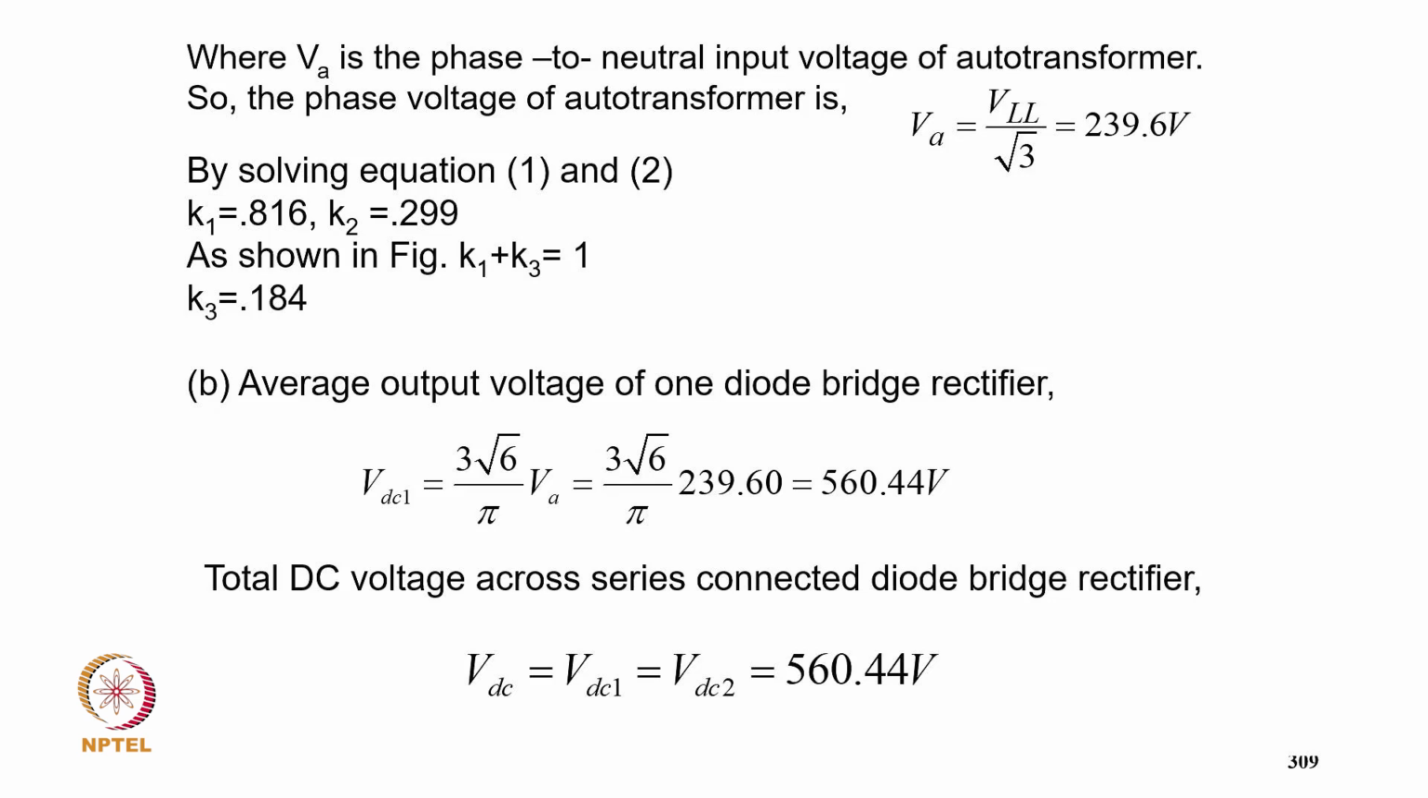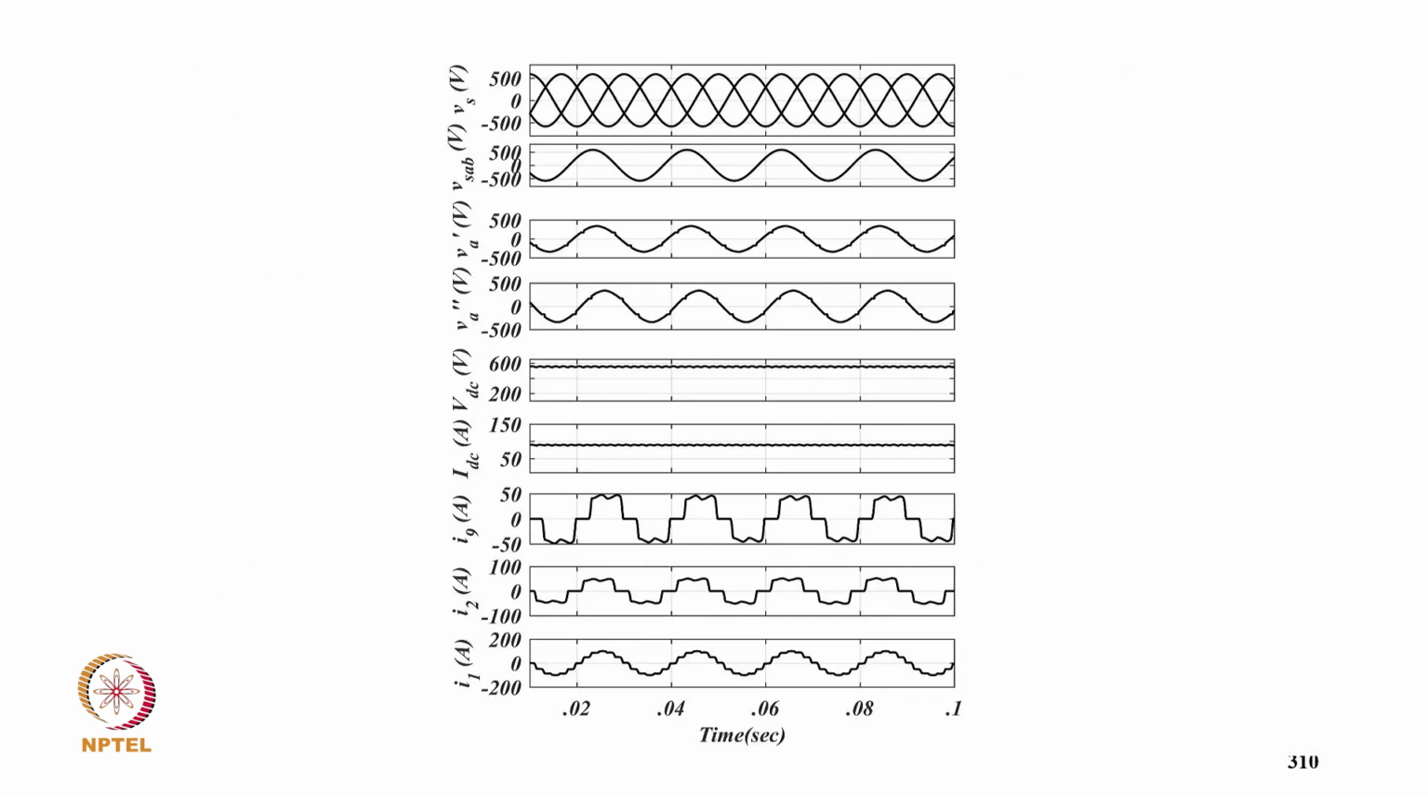The average output voltage of one diode rectifier, VDC equal to 3 root 6 VA upon 5, becomes 560.44 volt, and the DC voltage across the series connection VDC equals VDC1, 560.44 volt. This is the simulated waveform of the 3-phase supply voltage, then the phase shifted voltage, then your DC link voltage, DC link current, then your converter currents and net supply current.